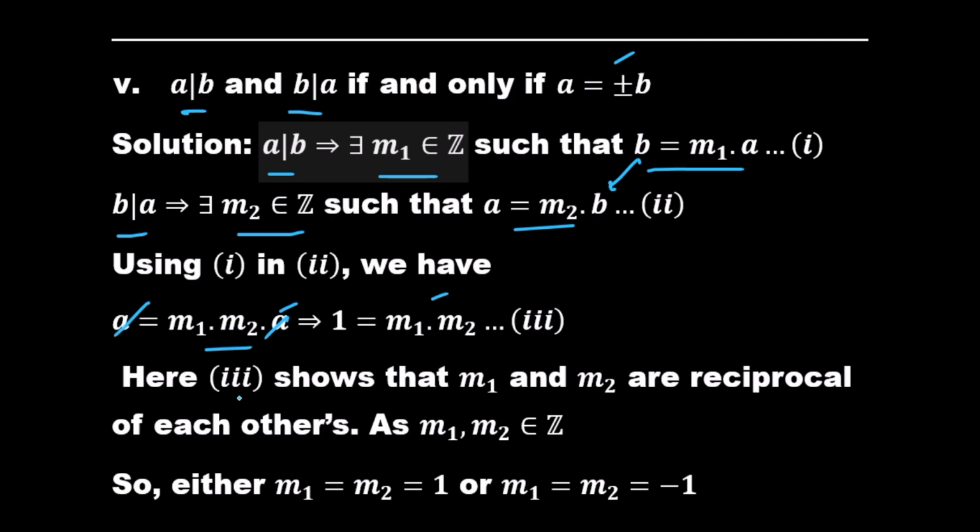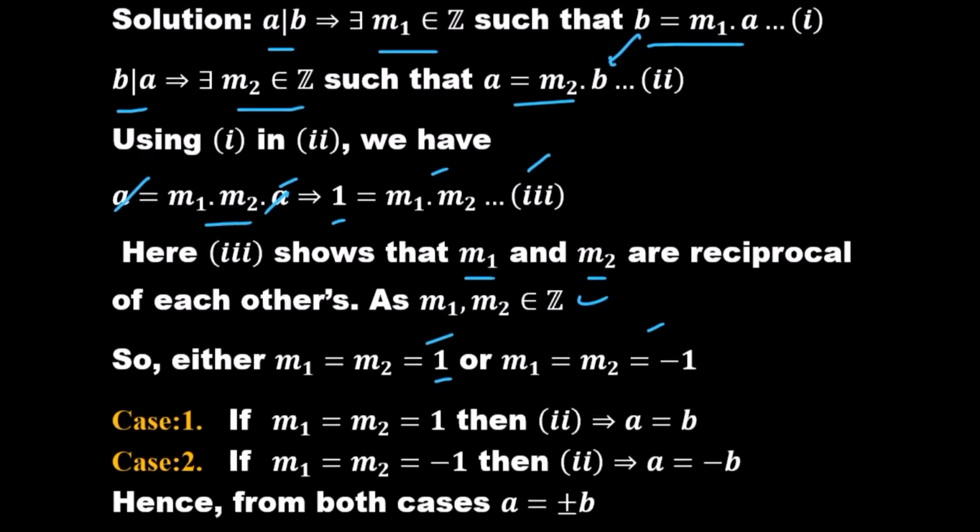Here 3 shows m1 and m2 are reciprocals of each other, as m1 and m2 are integers. So equation 3 is possible only when m1 and m2 both are equal to 1 or both are equal to minus 1. Because these are the only two integers whose product is 1 and they are also reciprocals of each other. So this is possible when both are 1 or both are minus 1.